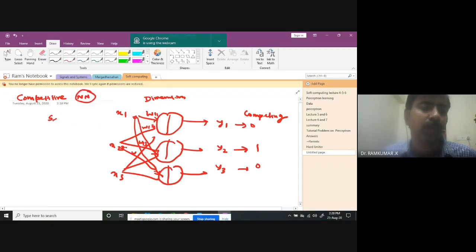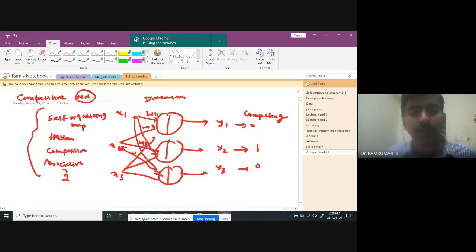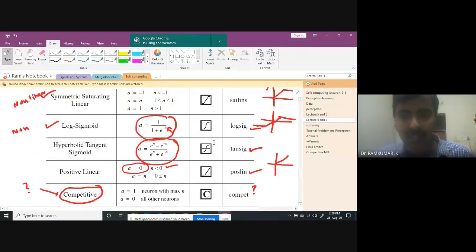We have something called a self-organizing map, Hebbian learning, competitive learning. All these are very powerful ideas. Associative memory, competitive learning, all these are related. We'll be learning them in the second unit, but right now get a feel of it. They are all competing here. So if this is the case, if you look at this definition, a equals 1 for a particular neuron with a maximum n. What do you really mean by it? Can you understand it clearly?